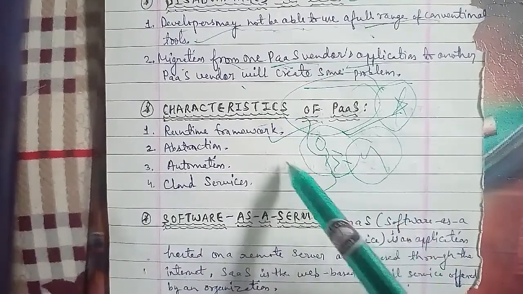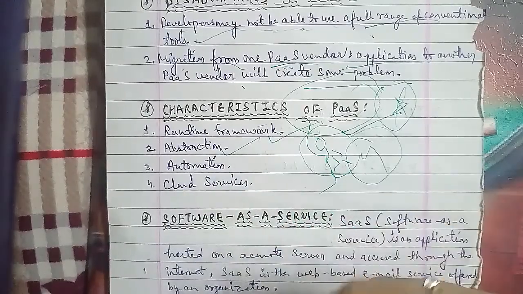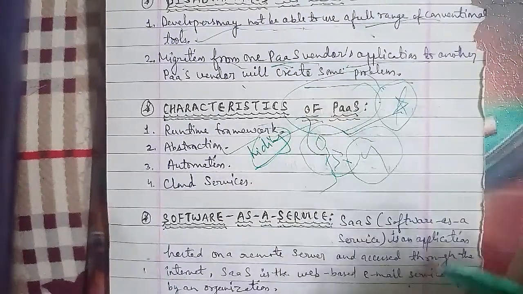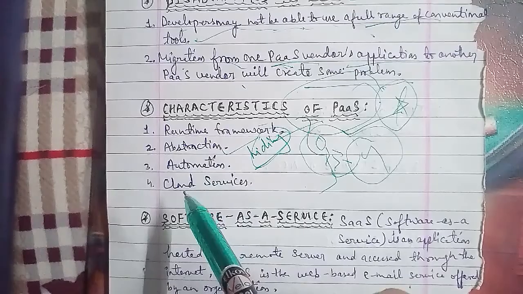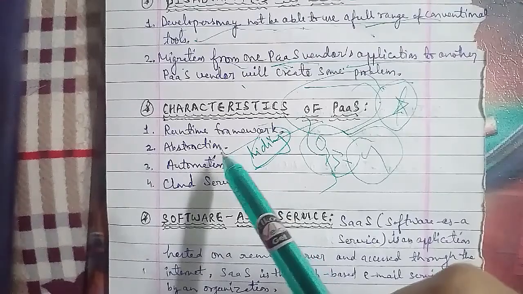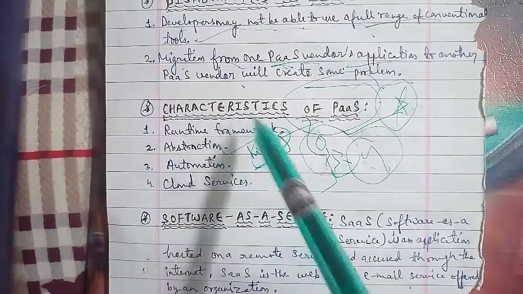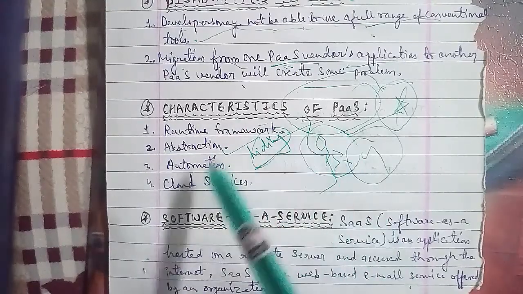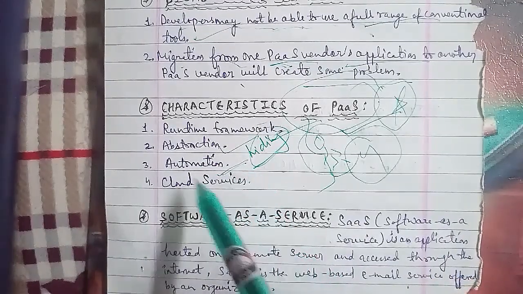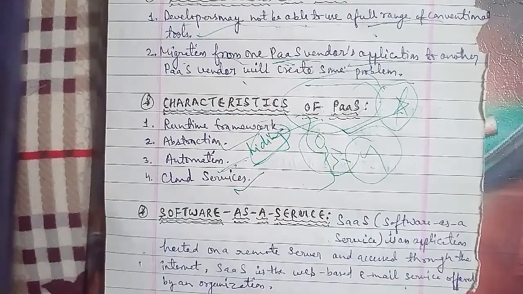Now moving on to software as a service. Software as a service stands for SaaS. Software as a service is an application that is hosted on a remote server and accessed through the internet. An example is a web-based email service offered by an organization.